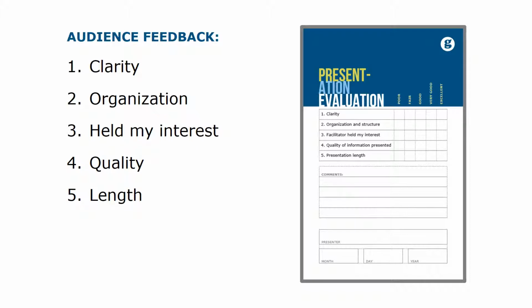You will also receive a feedback card from your classmates because, as you recall, it's all about the audience perspective. You'll receive immediate feedback from each member of your audience who will complete this evaluation card, and the same 5-point rating scale from poor to excellent in areas that reflect our 3 rules, like clarity, organization and structure, the facilitator held my interest, quality of information presented, and presentation length.